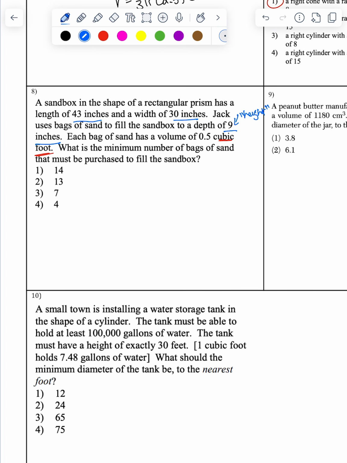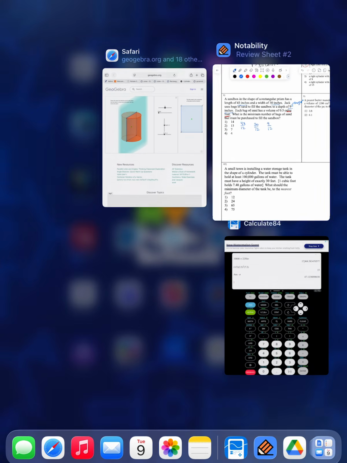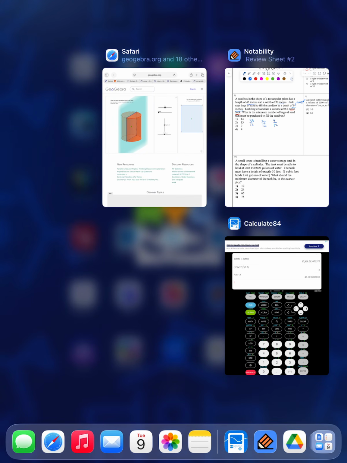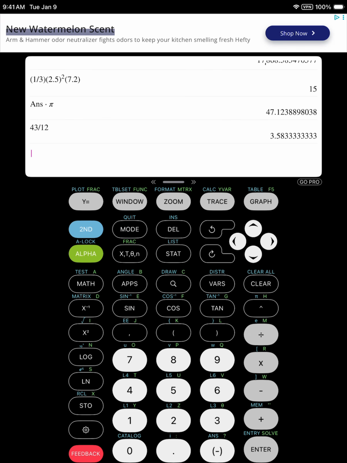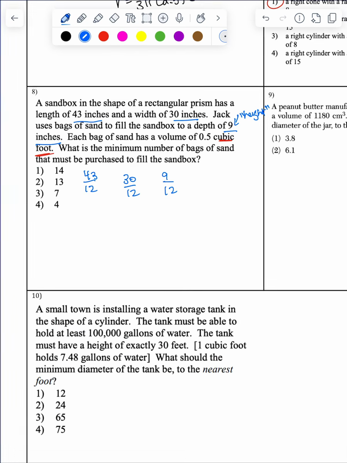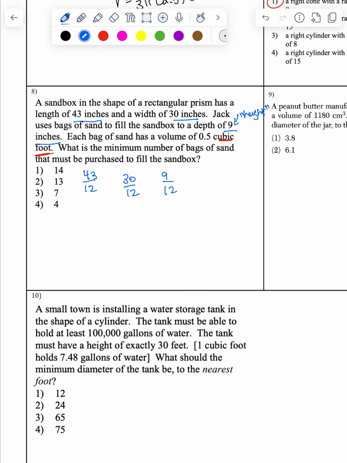So I'm going to just start off by converting from inches to feet. I'm going to take each of the dimensions that were given, and I'm just going to convert each of them to feet by dividing by 12. That conversion is not provided to you on the Regents exam from inches to feet. So I'm going to do 43 divided by 12, 3.58 approximately.